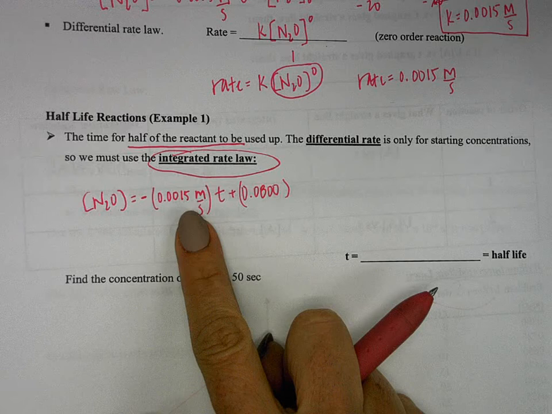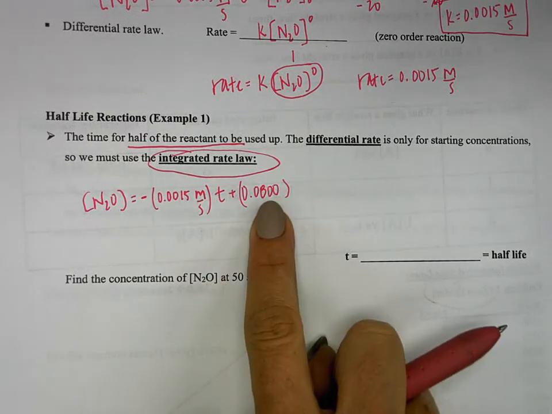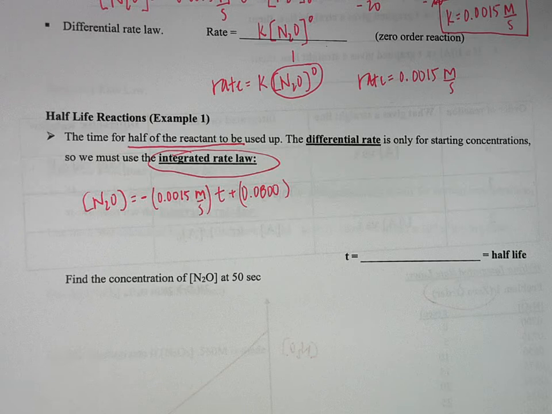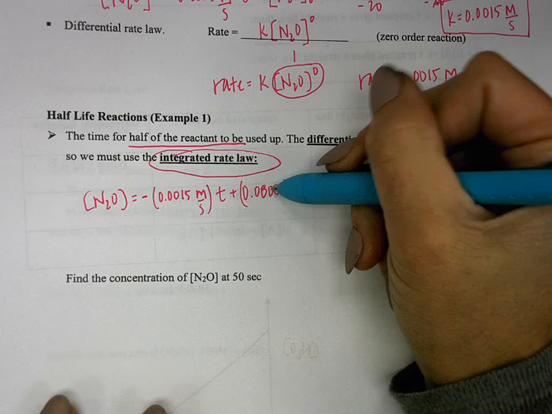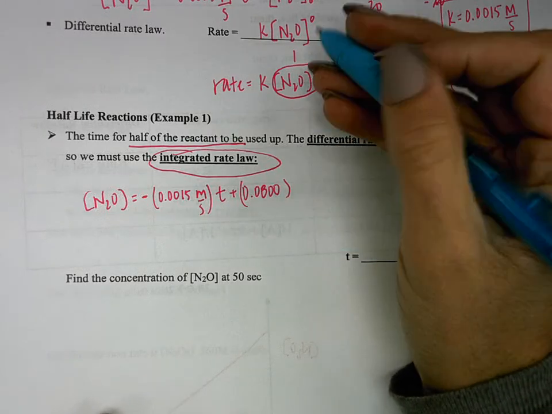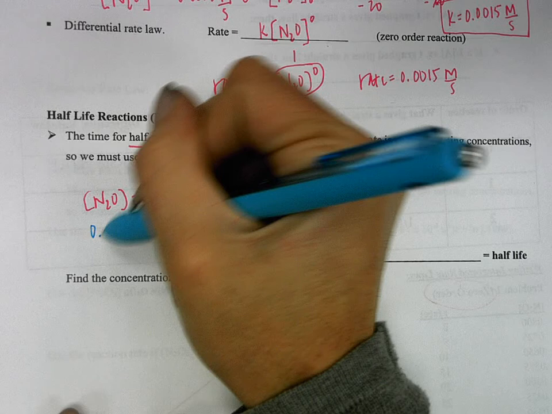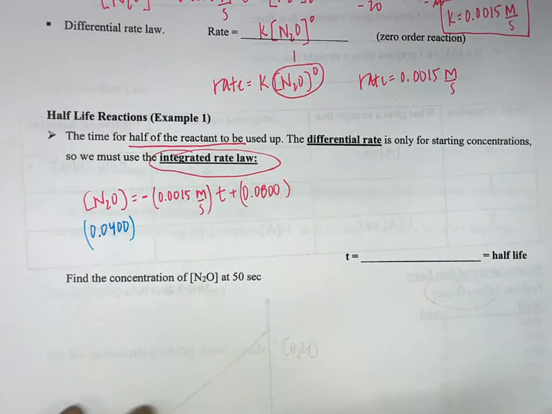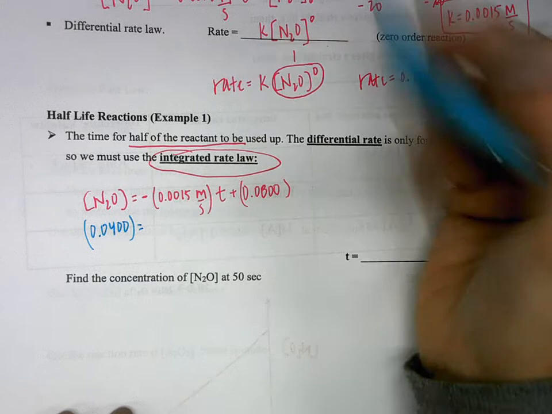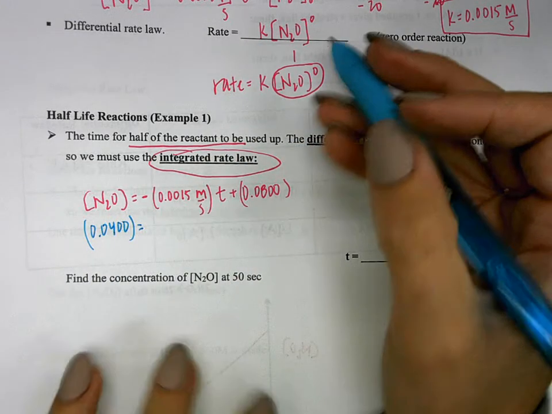Okay, so if we want to figure out our half-life, we'd want to find the time when it is half of our original concentration. All right, so looking at this, half of 0.08 would be 0.0400. So we want to figure out what time would be when our concentration has decreased by half.